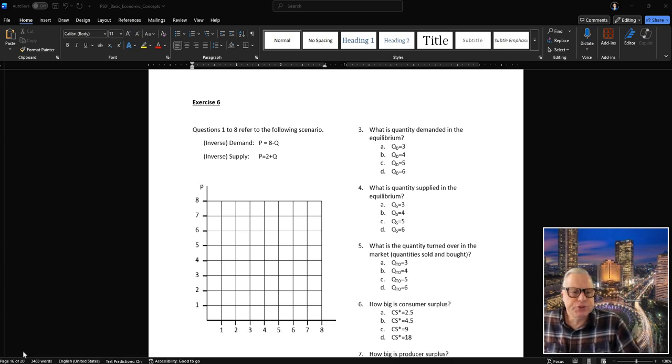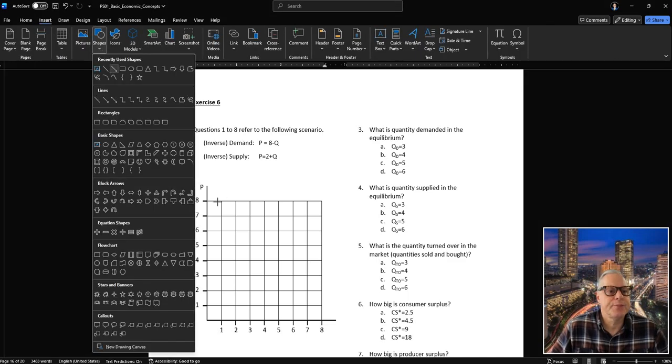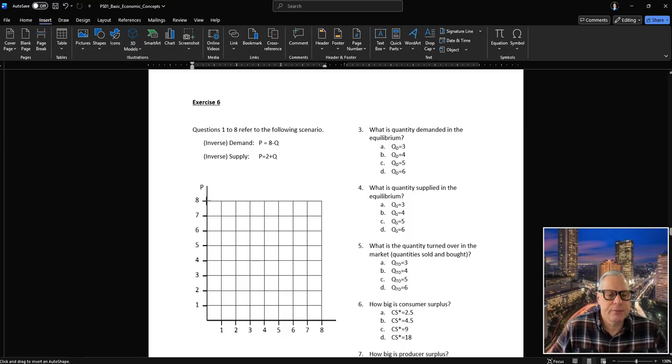All right. So now that we have worked a lot again on reviewing demand and supply and quantity demanded and quantity supplied and elasticities, let's now move to, again, welfare analysis and market equilibrium analysis. So the first 8 questions refer to a scenario where we have an inverse demand function, which is P equals 8 minus Q. So let's draw that. So it starts at 8, slope 1, so it intersects at 8.